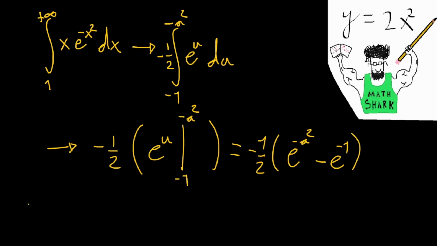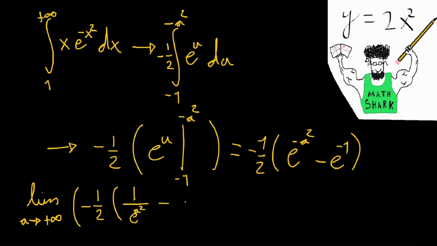And now we have to take the limit of a to infinity. As a approaches plus infinity, minus a half times, I'm going to write these in fractional form. You get e to the a squared minus 1 over e. This is exactly the same as here, because it's a minus on both of these powers, so you can bring it down and make the power a positive.